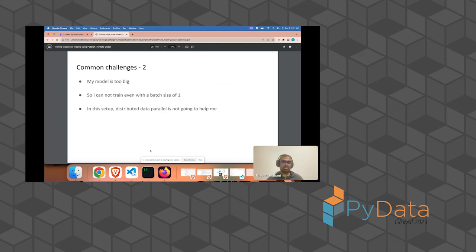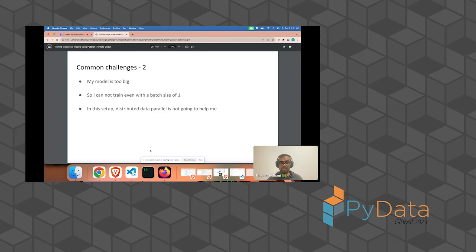Okay, let's talk about a different kind of challenge. In this case, I may have a lot of data, I may have very little data, but my model is too big. My model is so big that I cannot train even with a batch size of 1. Basically, I cannot do any training. Maybe my model is just too big to even fit on a GPU.